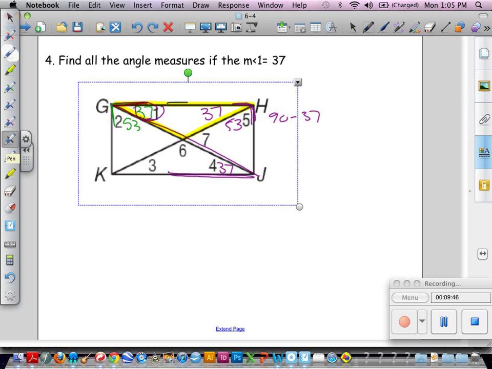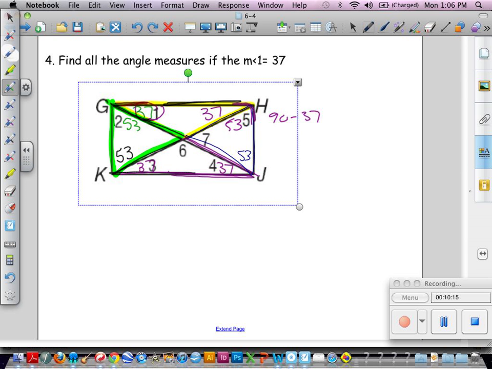Same thing, parallel lines. Down on the bottom, isosceles triangle, 37. Hey, this is an isosceles triangle over here on the left-hand side, 53. See how that works, guys? Also an isosceles triangle on the right-hand side, 53.